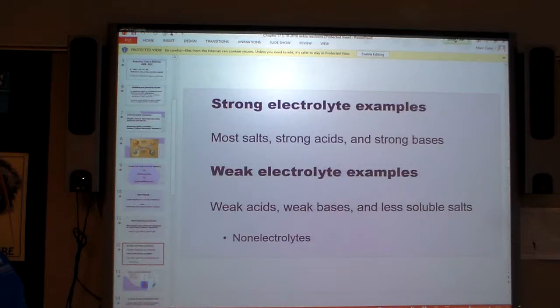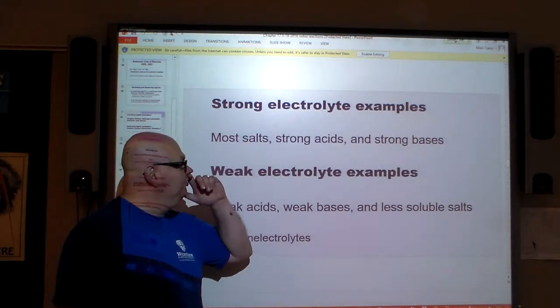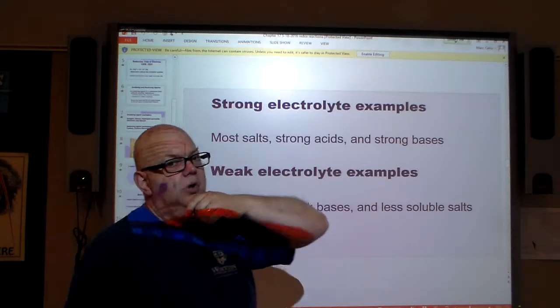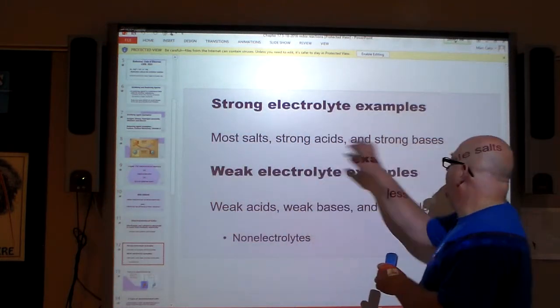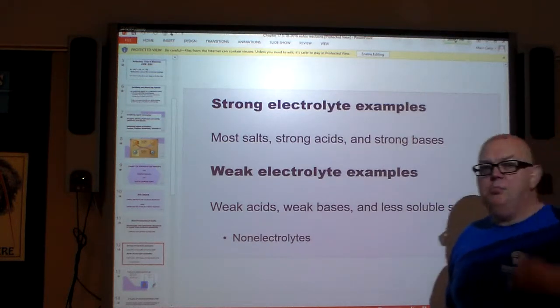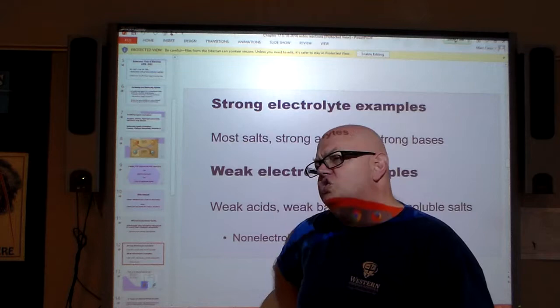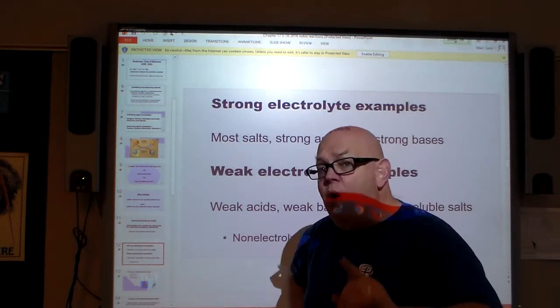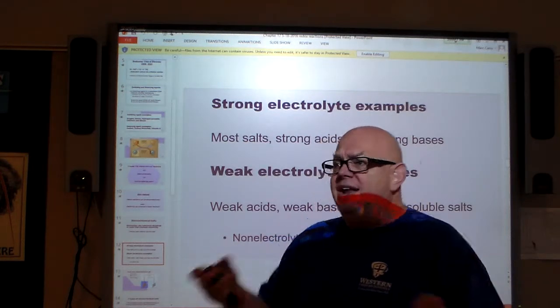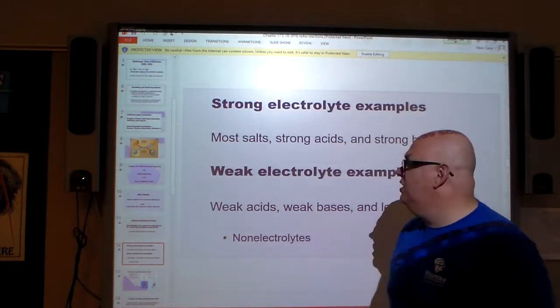Strong electrolyte examples are most of the salts out there, strong acids, and strong bases. Now, why would a strong acid and a strong base be a great strong electrolyte example? Remember the idea about strong and weak. When we talk about a strong acid or strong base, it's how well it dissolves in water. In fact, it's 100% dissolved in water, which means maximum effectiveness.